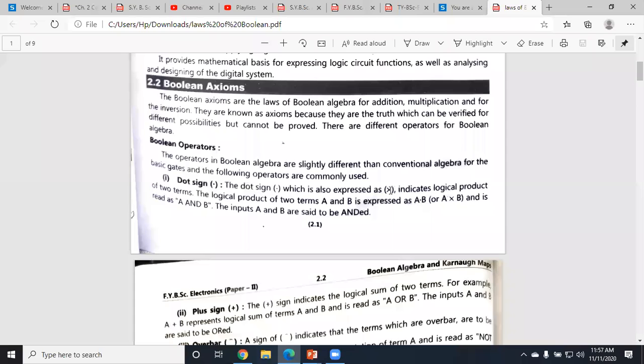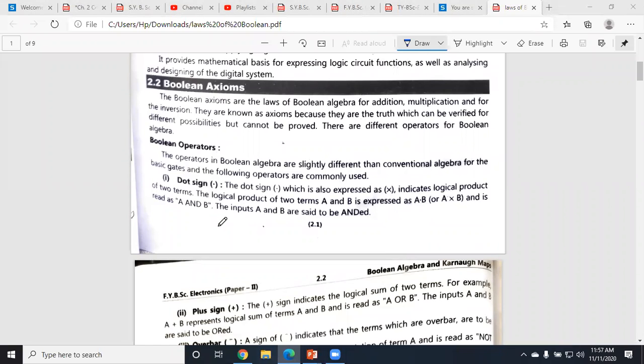We use cross for multiplication, right? The dot sign, also expressed as a cross, indicates the logical product of two terms. Product is nothing but multiplication, the multiplication of two terms, A and B. In our logic gate concept, we use the AND gate for multiplication. Am I right? We are using the AND gate for multiplication. Yes or no?